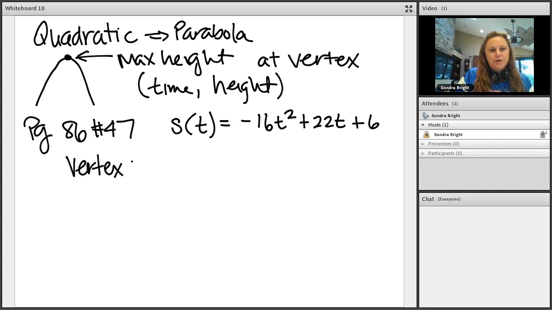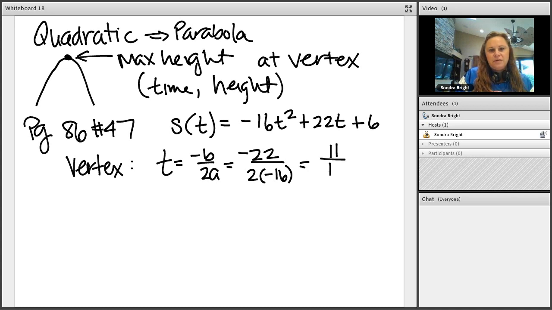And if you remember, your vertex is going to be the x part, or in this case the t, is going to be negative b over 2a, which will be a negative 22 over 2 times negative 16, which will give you a positive 11 over 16. Well, that's not a friendly number. Hopefully we give you something friendlier.